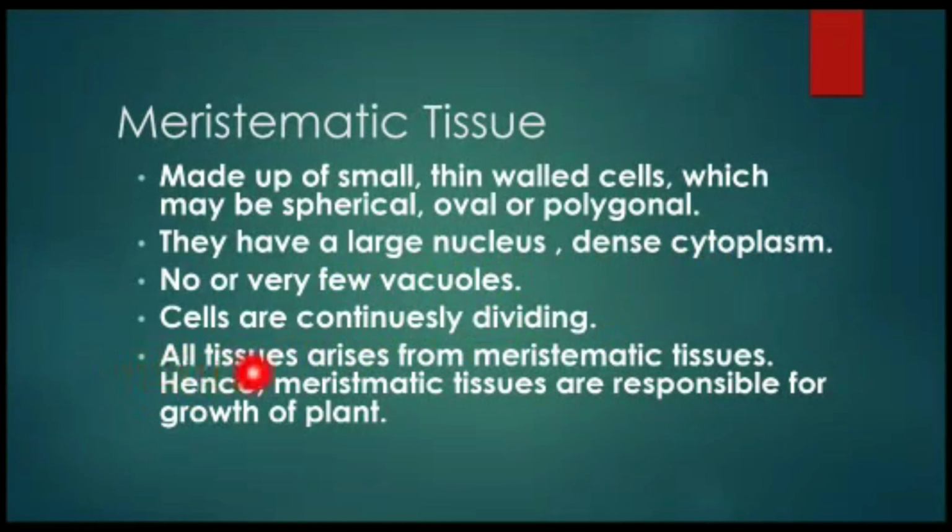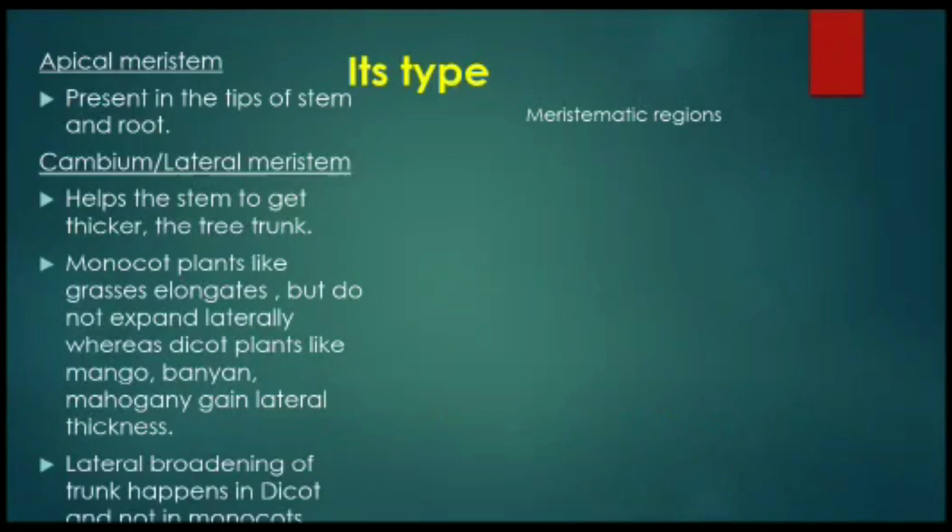At last, all tissues arise from meristematic tissues, because of course only meristematic cells are continuously dividing cells. So a large number of cell multiplication is taking place over there. That means newly made cells undergo certain processing which helps to make new tissues in a plant body. Hence, meristematic tissues are responsible for growth of the plant.